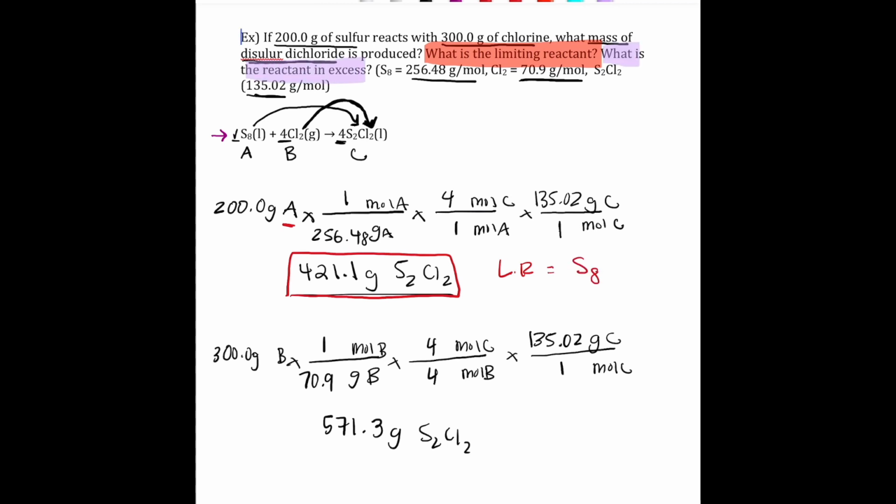What is the reactant in excess? Well, that is going to be our chlorine, because we are going to have some of it left over. So lastly, what is the mass of the disulfur dichloride produced? We can only make as much as our smallest amount. So that means the 421.1 grams is the actual amount of product that's going to be made when we react the 200 grams of sulfur and the 300 grams of chlorine.